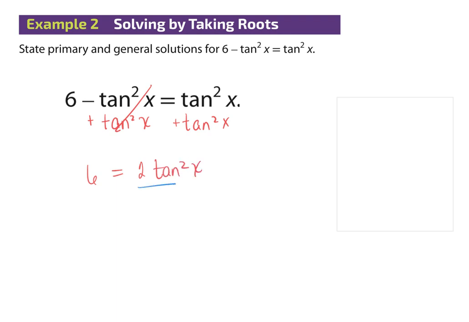And then I still need to get rid of the 2, so I'm going to divide both sides. So tangent squared of x equals 3. All right? How do I get rid of a square when I'm solving an equation? Take the square root. So I'm going to square root both sides. So the tangent of x, remember when you're doing a square root with a variable, could be positive or negative square root of 3. All right?